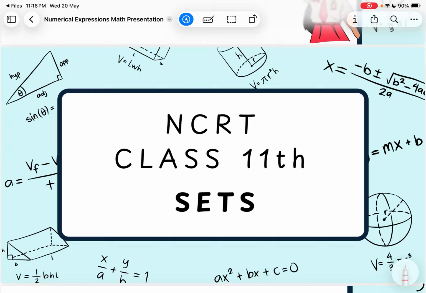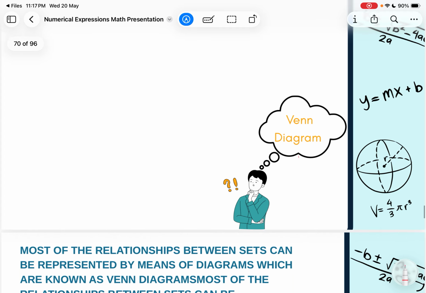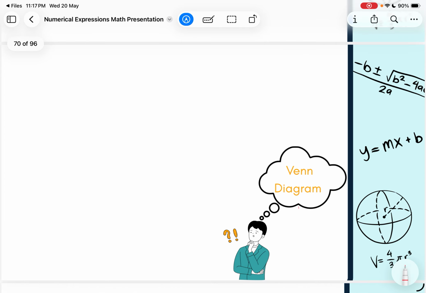In today's video, which is our fourth video on sets, we will discuss sets from the Class 11th NCERT Mathematics book. Today's learning target is to understand what a Venn diagram is and what operations can be performed on sets. So first things first, what is a Venn diagram?